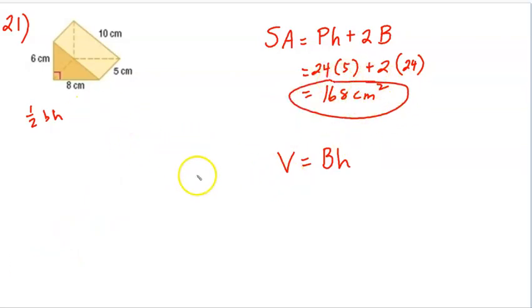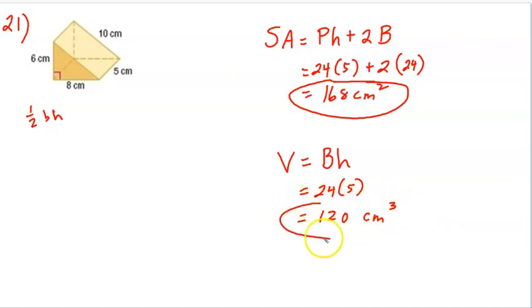And then for the volume, it's the area of the base, which we already got. That's 24 times the height of the solid. That's 5. And 24 times 5 is 120. And the volume is in cubic units. All right, very good.